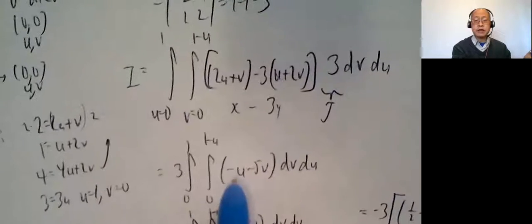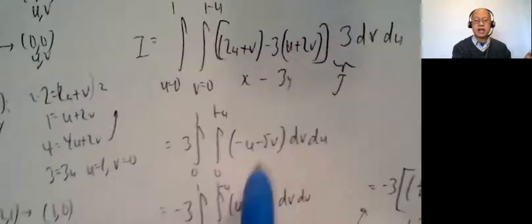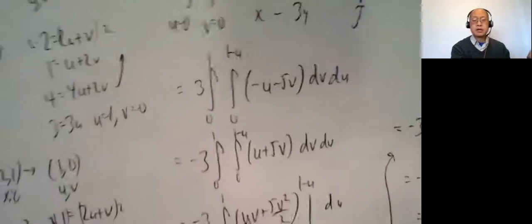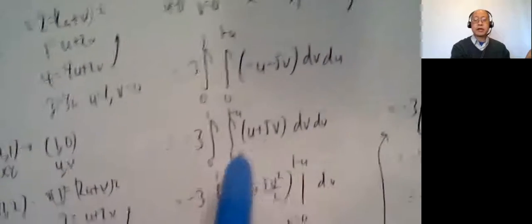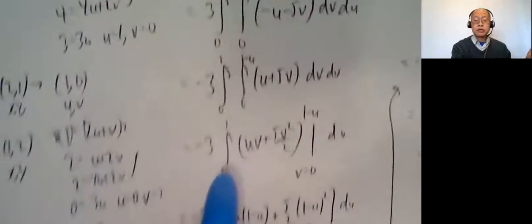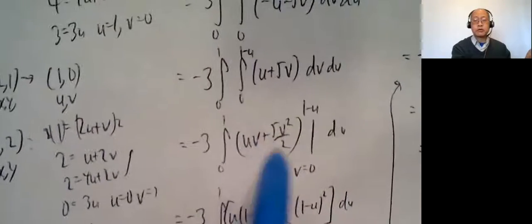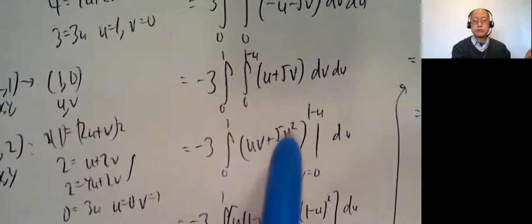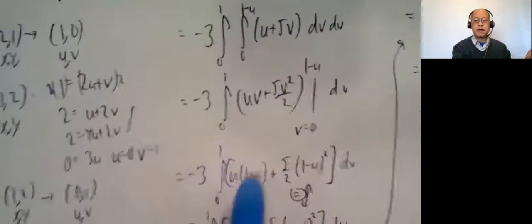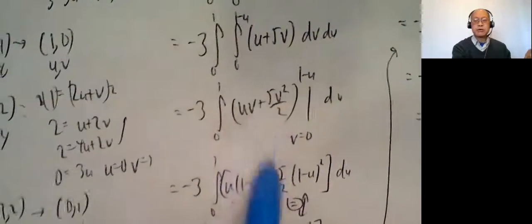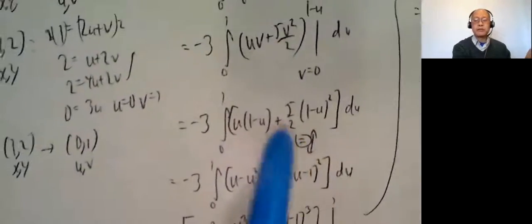2u minus 3u is a negative u. v minus 6v is a negative 5v. Okay, it's easy if you factor out the negative 1. So negative 3, I like integrating u plus 5v. So that's uv plus 5v squared over 2. As v goes from 0 to 1 minus u, plug in 0, you get 0. Plug in 1 minus u, you have u times 1 minus u plus 5 over 2, 1 minus u squared.